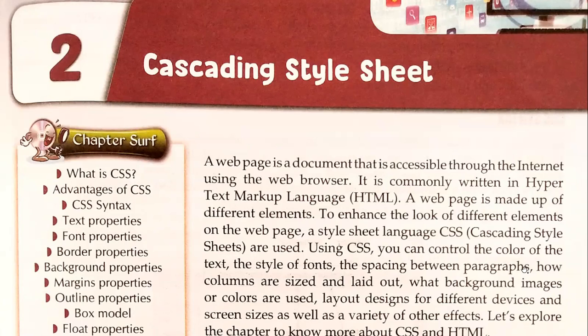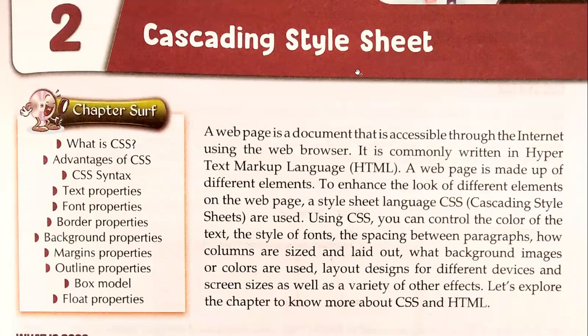We can set the color of our text. As you can see on our screen, this book's page contains the chapter heading, and you can see that 2 is written in a very big font size. The Cascading Style Sheet is written in a different font style, and the matter is written in a different font style. So different font styles and sizes are applied when we create our web pages. It is done with the use of Cascading Style Sheets.